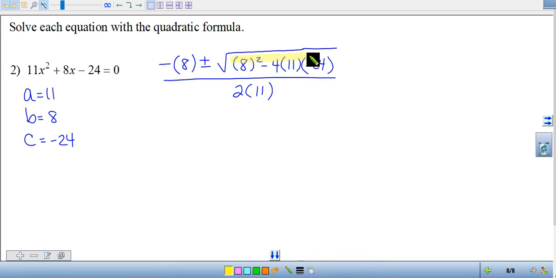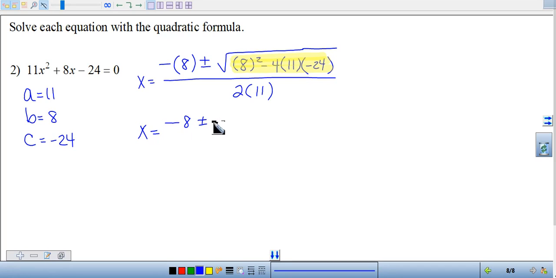And I'm going to put these numbers, just the ones underneath the radical, into the calculator. I'm going to use the parentheses exactly as I see them here. Once I do that, I'm going to find out, actually I should put my x equals. I'm going to find out that I've got -8 on the outside, plus or minus, and I'll have the square root of 1,120. And that will be over 22.